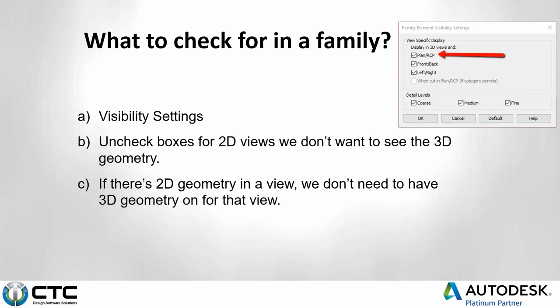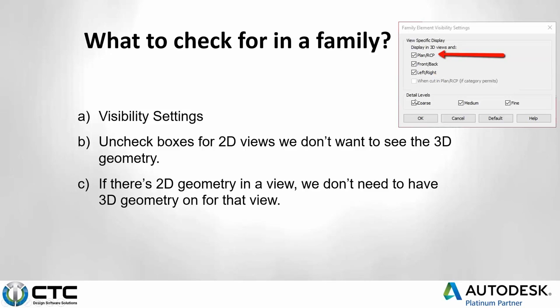So what do we need to check in a family if it is being represented in 2D? When we select the geometry, there's this option that is the visibility settings. Then we have, as you can see here in the little picture, plan, front, back, left, right. These boxes allow us to turn the geometry on and off. You can see display in 3D views and these other two-dimensional views. So the geometry always is going to be on in 3D views.